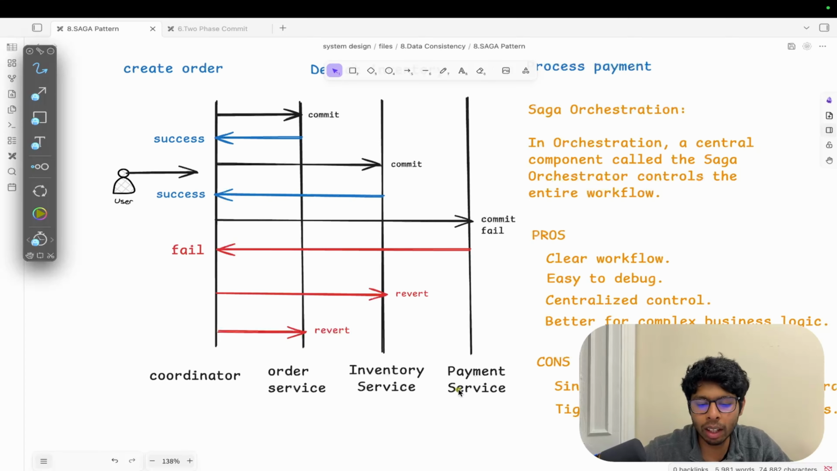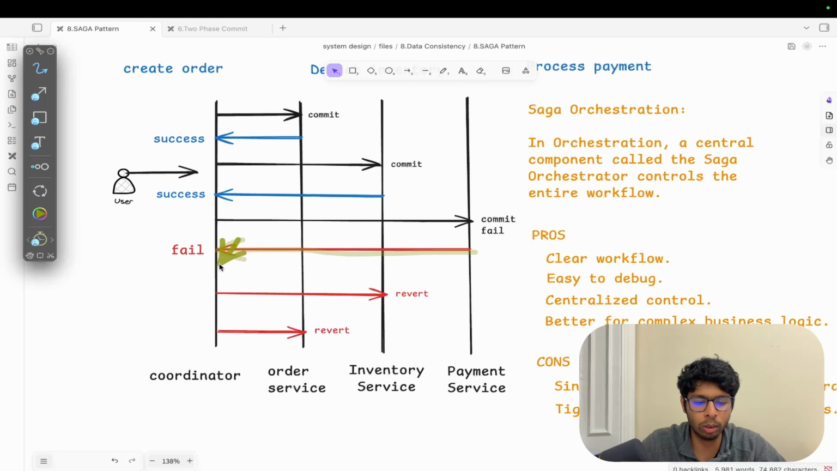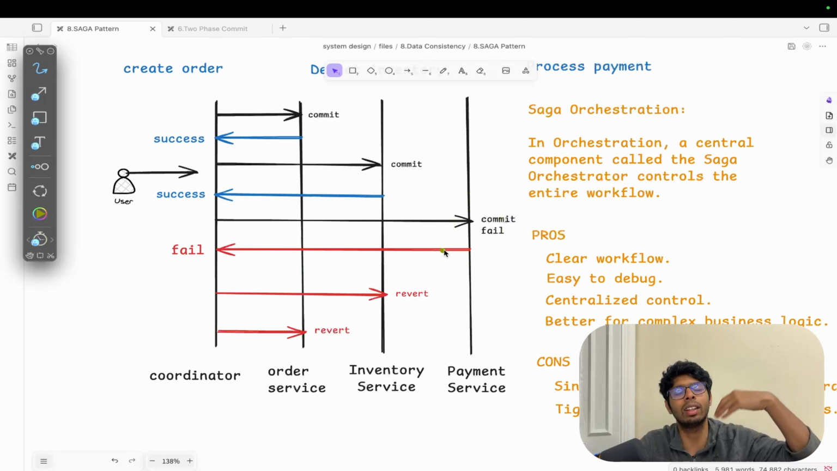But now there is a scenario, for example, after the order service and the inventory service succeed, we send the request to the payment service and the commit fails. In that situation we'll mark it as failed, because of course the transaction didn't happen as the commit failed in the payment service. Maybe the payment service is down. There can be a situation where for some reason this transaction didn't happen.